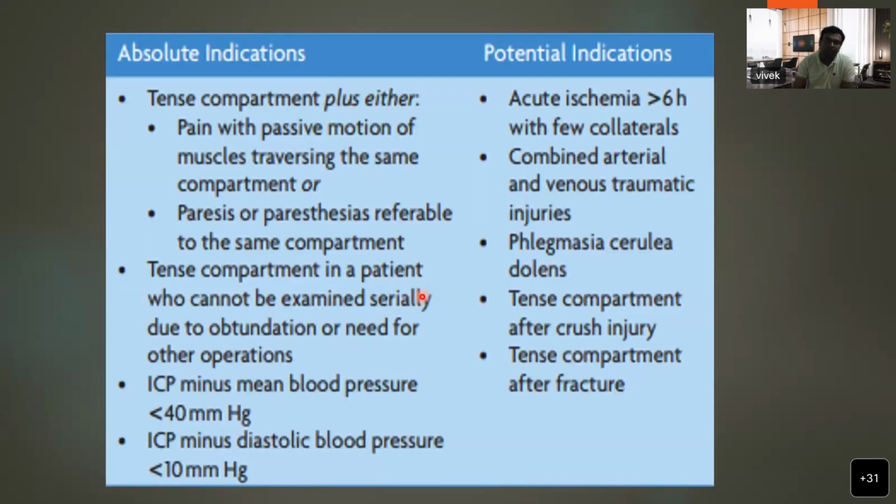So to summarize, the absolute indications for fasciotomy would be a tense compartment plus either pain with passive movement of the muscles of that compartment, or paresis or paresthesia referable to the same compartment.